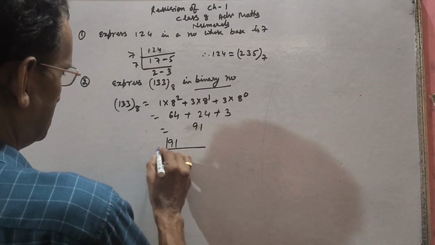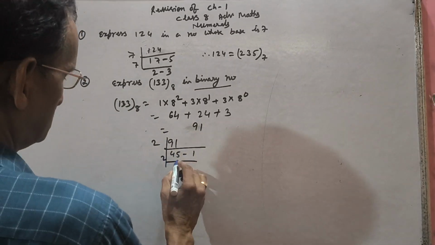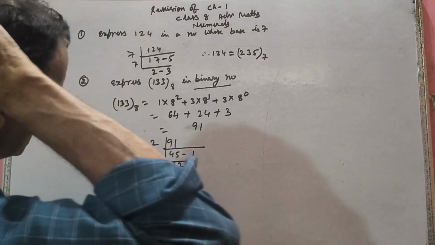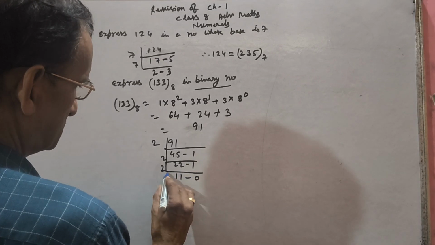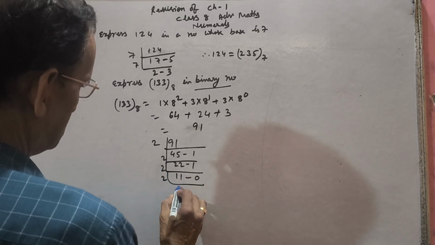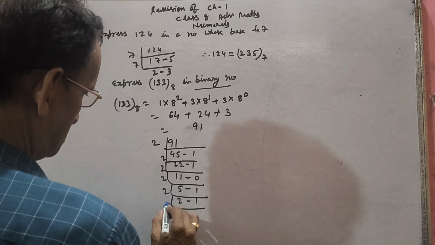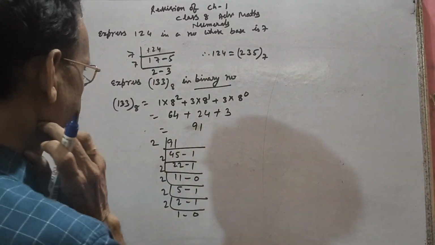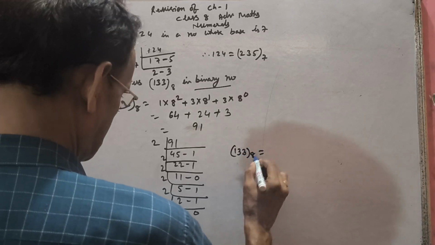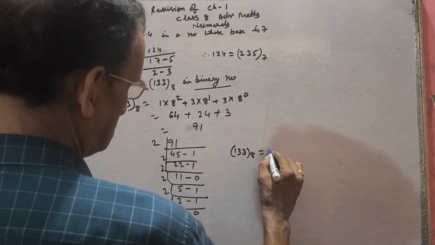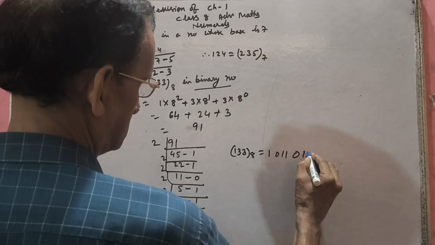By successive division, divide 91 by 2: 45, remainder 1. Divide by 2: 22, remainder 1. Divide by 2: 11, no remainder. Divide by 2: 5, remainder 1. Divide by 2: 2, remainder 1. Divide by 2: 1, remainder 0. So 133 base 8 is equal to 1011011 base 2.